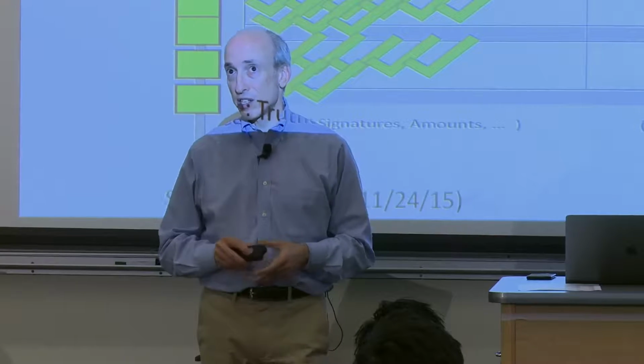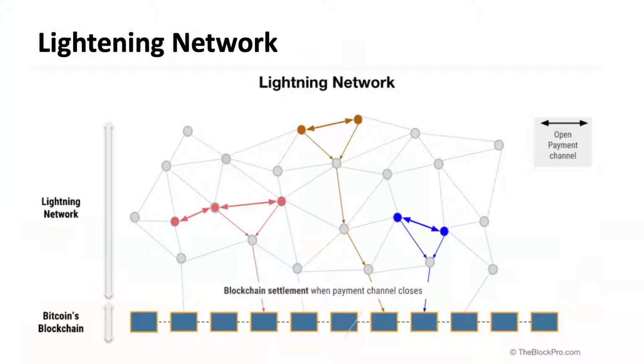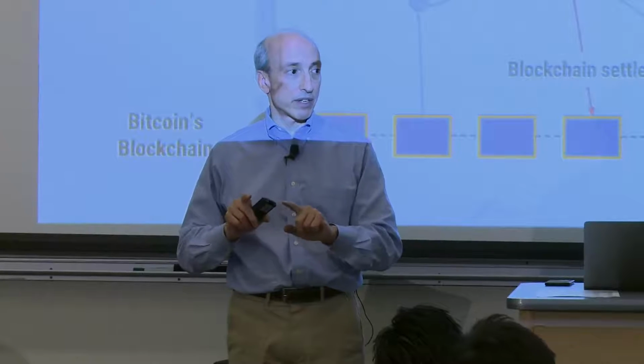Another visualization of a different approach is the Lightning Network. Again, a lot of activity, then settle to the main chain.